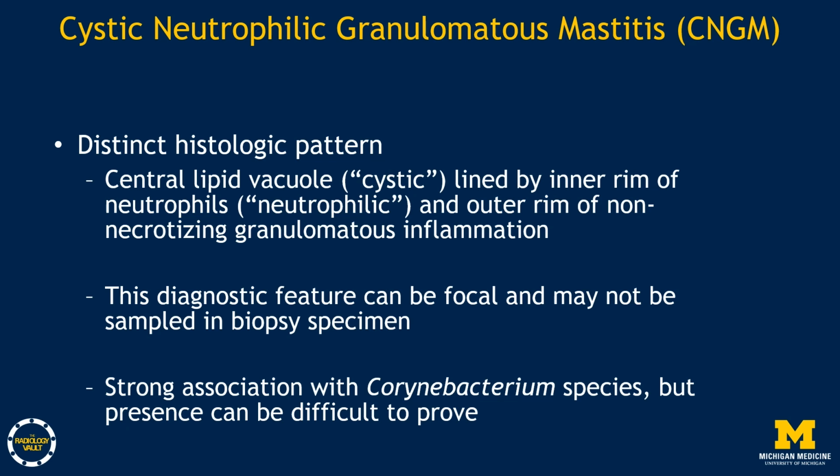Cystic neutrophilic granulomatous mastitis is a subtype of granulomatous mastitis. It has a distinct histological pattern where there's a central lipid vacuole, the cystic component, lined by an inner rim of neutrophils, the neutrophilic component, and then there's also an outer rim of non-necrotizing granulomatous inflammation. The diagnostic feature can be focal and may not be included in the biopsy specimen, and there's a strong association with Corynebacterium species, but the presence can be difficult to prove.